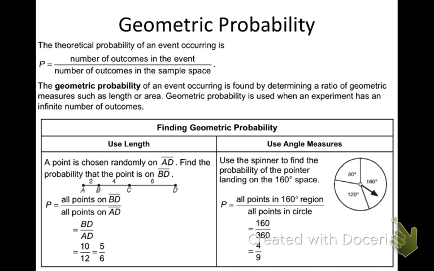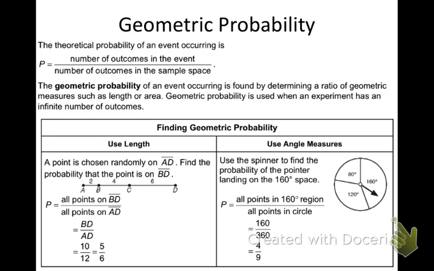All right, so geometric probability. The theoretical probability of an event occurring is the number of outcomes in the event over the number of outcomes in the sample space. So we all know, like, probability of rolling a dice. What's the probability of rolling a 1 on a dice? 1/6, right? Those are your basic probabilities. Okay, we can all do the basic probabilities.